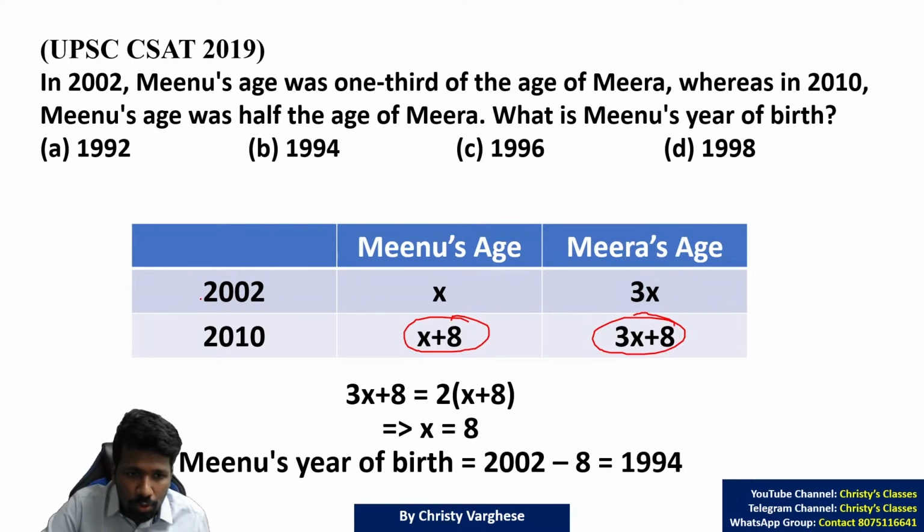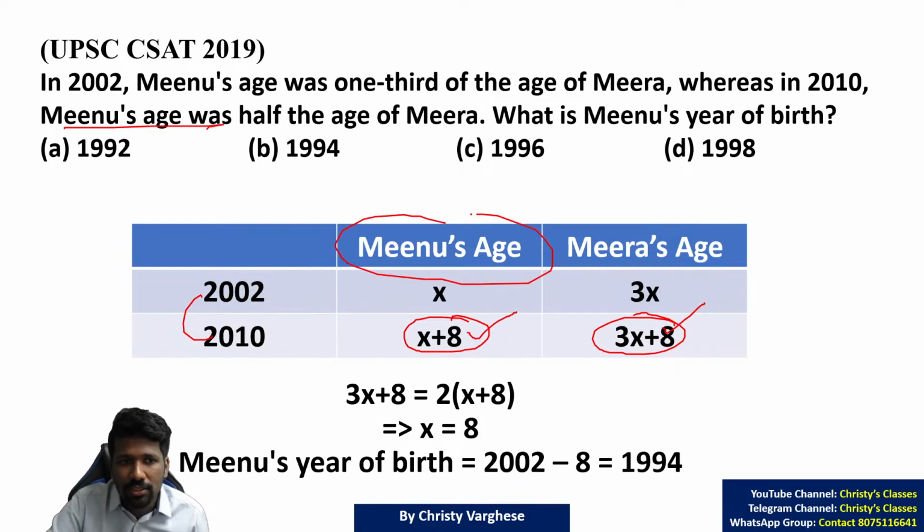Because 2002 to 2010 is 8 years later. And regarding this, there is another sentence written that Minu's age is half of Mira's age. Or in other words, as I told, here Minu's age is 1/3 of Mira's age, which means Mira's age is 3 times. Similarly, Mira's age will be double of Minu's age. So 3x plus 8 is 2 times x plus 8. That is easy to represent.